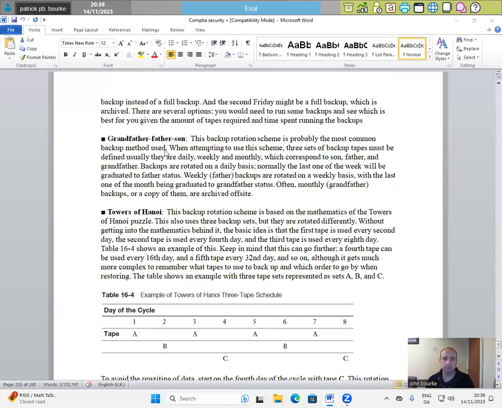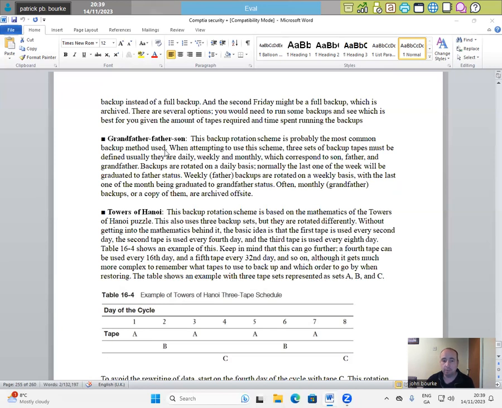Grandfather-father-son. This backup rotation scheme is probably the most common backup method used. When attempting to use this scheme, 3 sets of backup tapes must be defined. Usually they are daily, weekly, and monthly, which correspond to son, father, and grandfather. Backups are rotated on a daily basis.